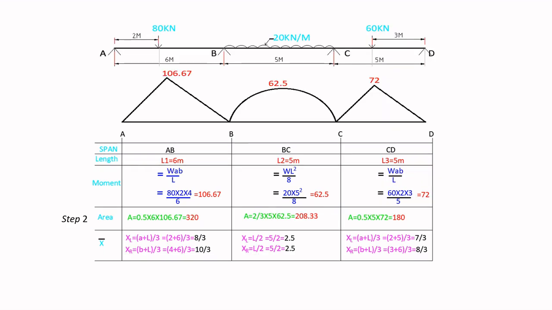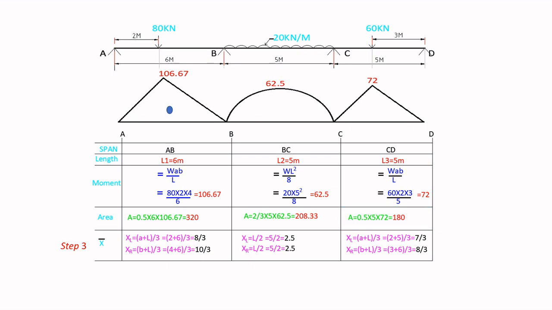Now let's get to step 2. Calculation of areas of bending moment diagram for sagging moments. For span AB, the bending moment diagram is a triangle, therefore the area is a half base times height. Height is the value of the bending moment. Applying the formula, you get the value as shown in the table. For span BC, the bending moment diagram is parabolic in shape, therefore the area is 2/3 times the base times the height. Applying the formula, you get the value as shown in the table. For span CD, again the bending moment diagram is a triangle, therefore the area is a half base times height. Applying the formula, you get the value as shown in the table.